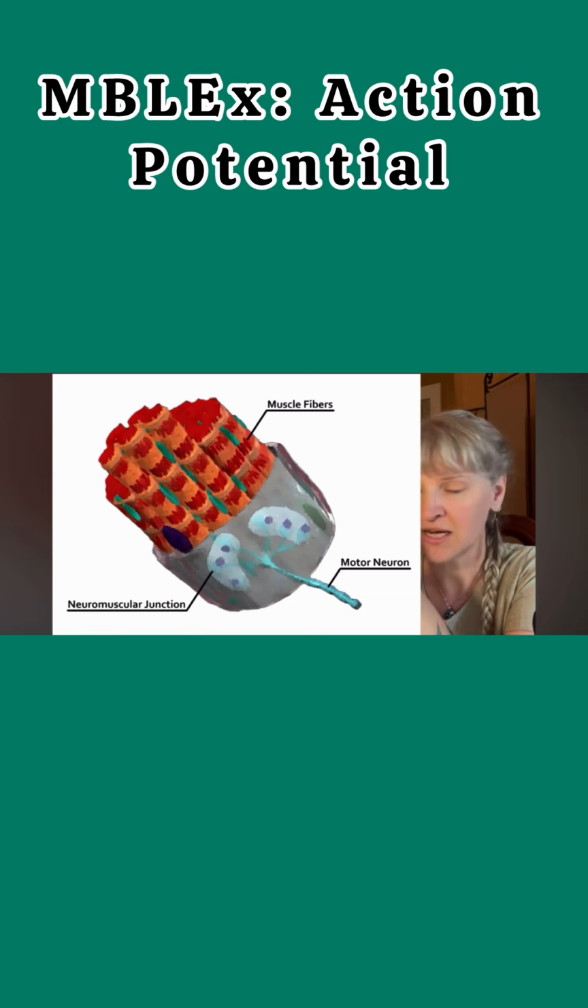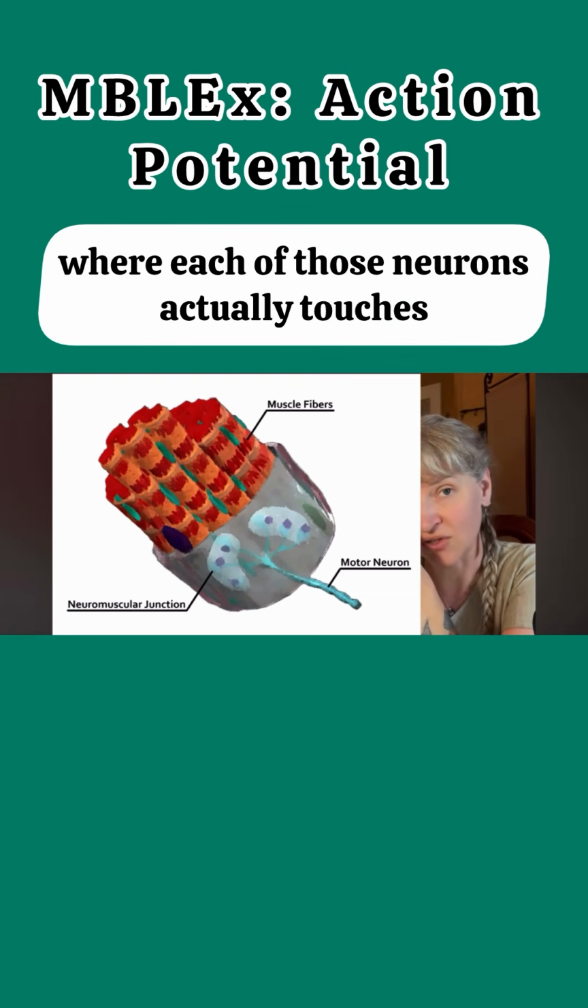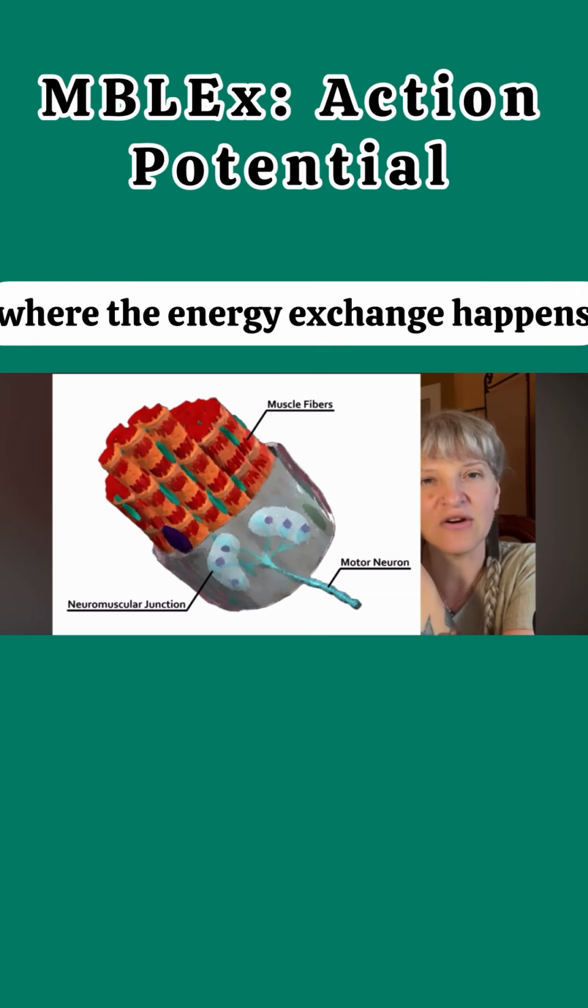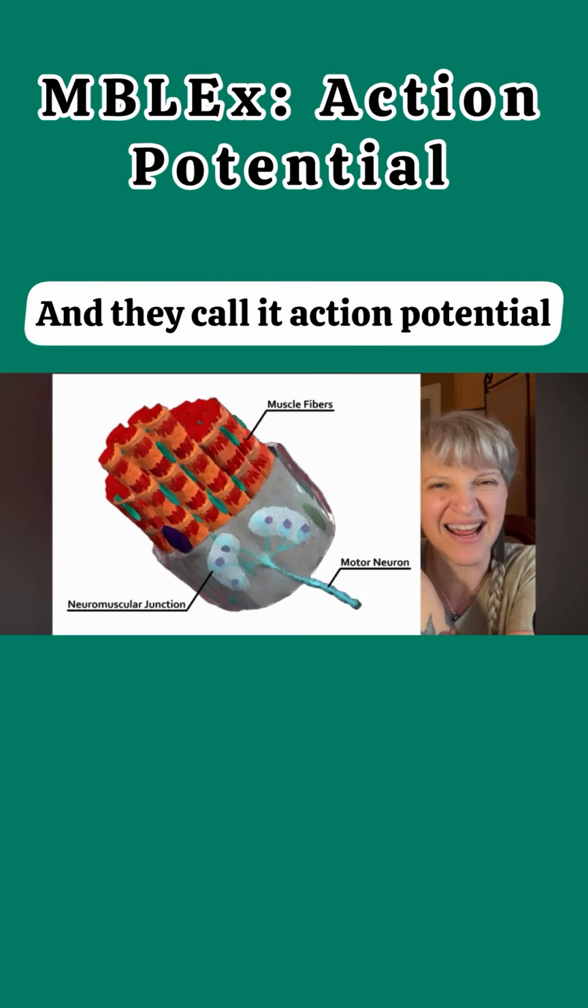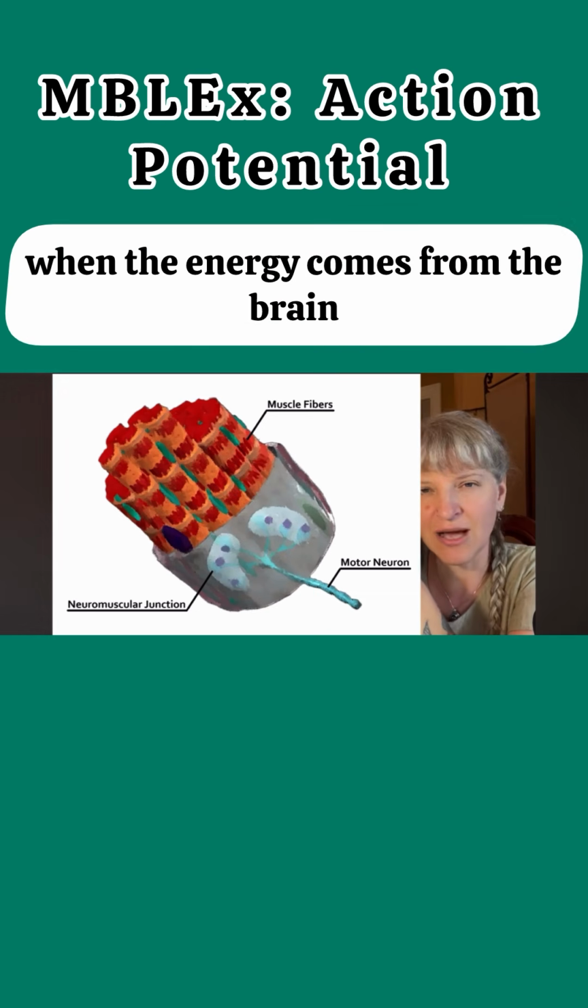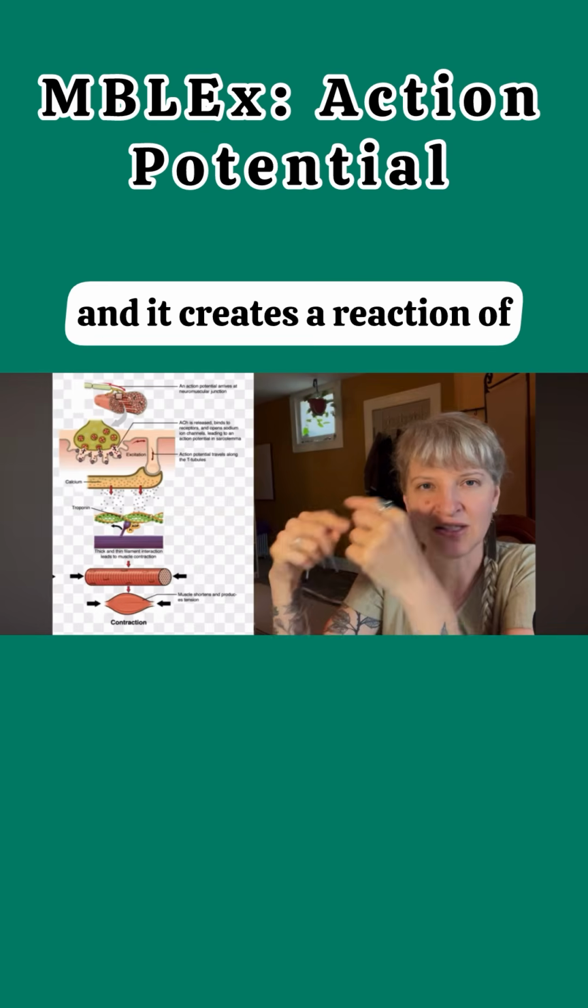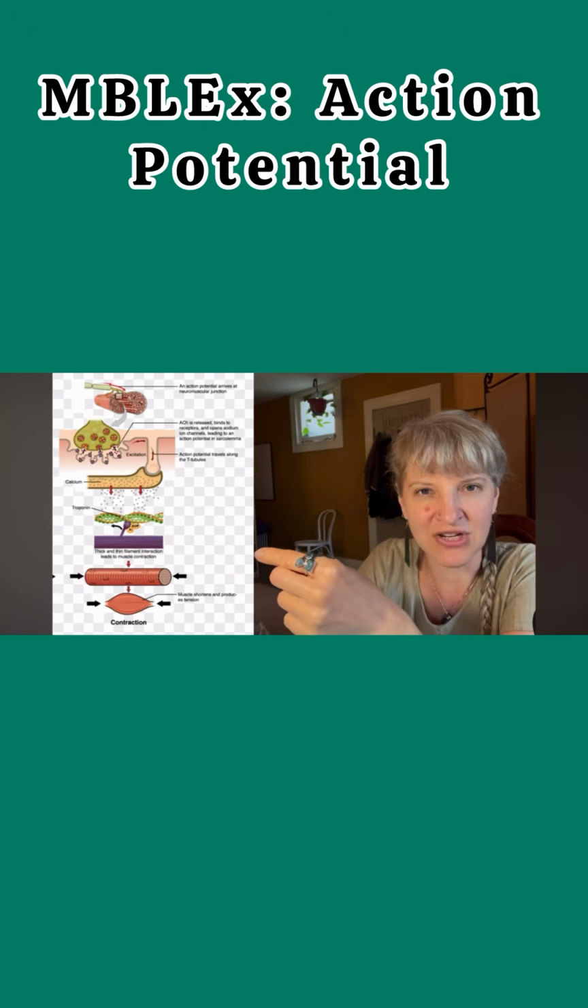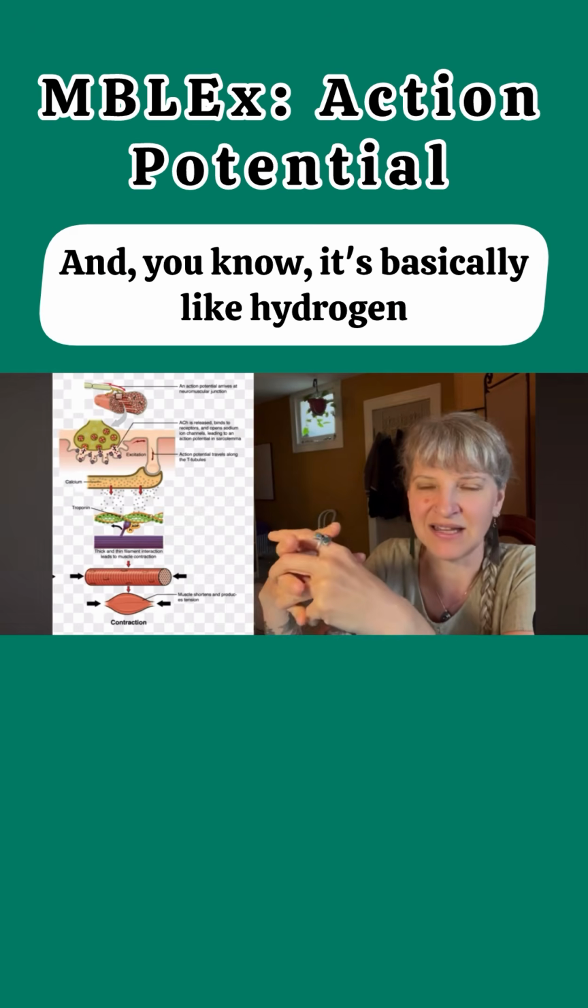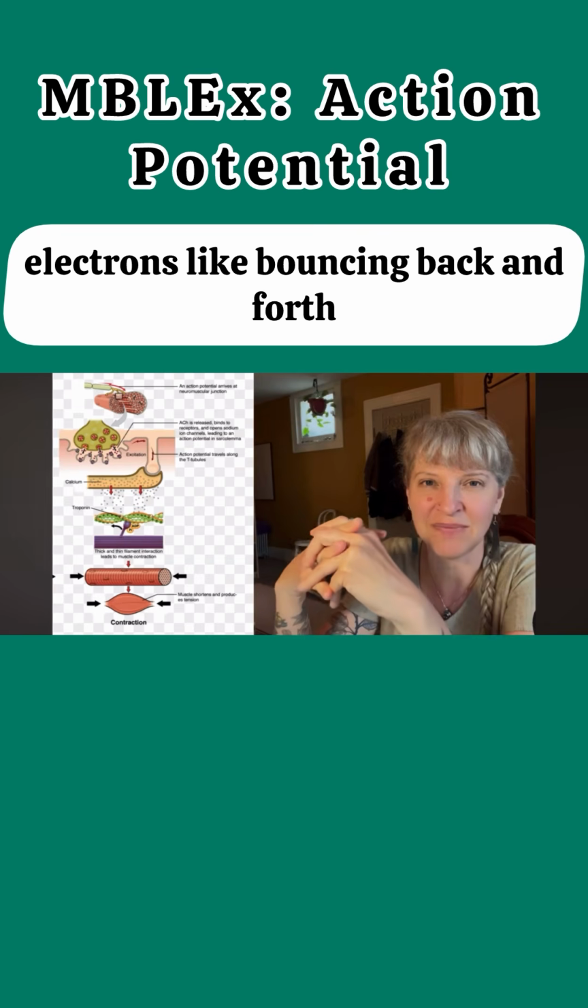Makes sense, right? And then there's a motor end plate where each of those neurons actually touches, where the energy exchange happens. And they call it action potential. When the energy comes from the brain and it creates a reaction, like sparks of energy. And it's basically like hydrogen electrons, like bouncing back and forth.